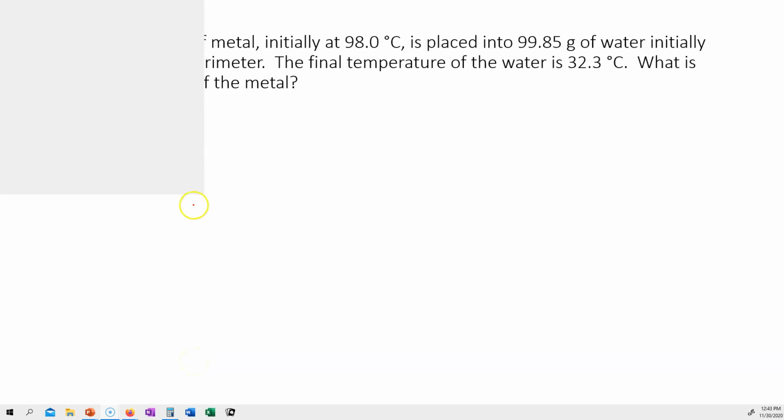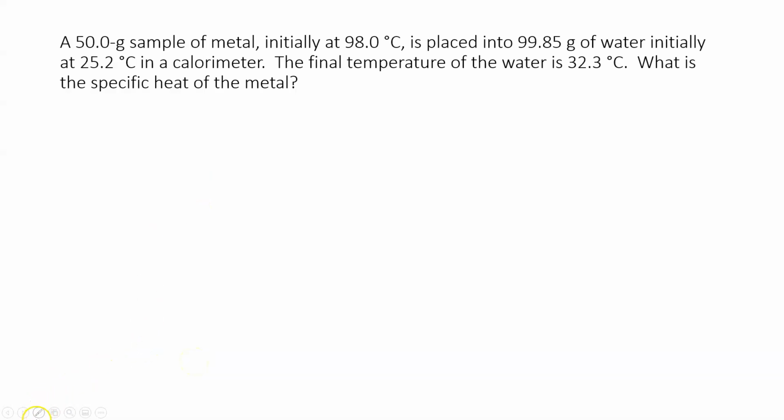So what we're going to do is, first of all, I'm going to change the color of my pen. So I was working in blue and green. And so what we're looking for is the specific heat of the metal. So we want to know C metal. And that's going to be the Q of the metal divided by the mass of the metal and the delta T of the metal. So we know the mass of the metal and we know the delta T of the metal.